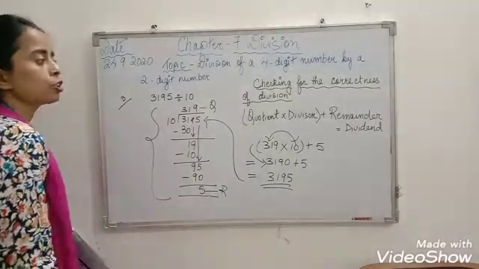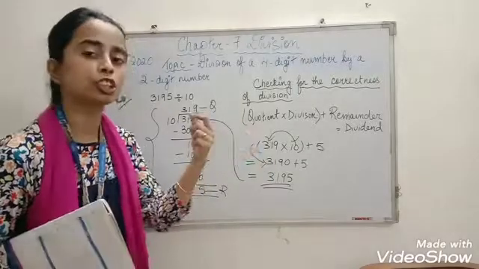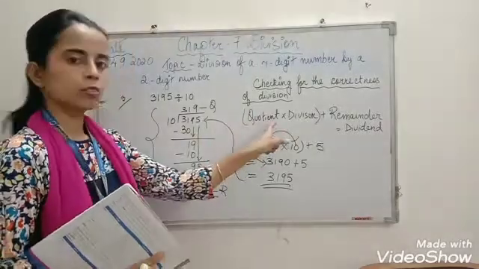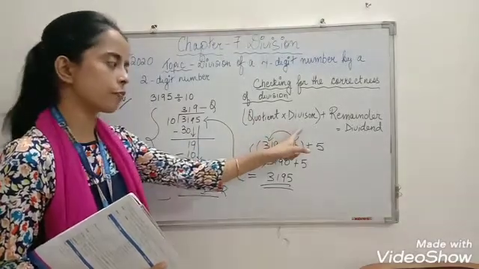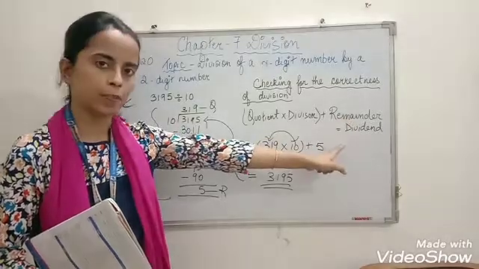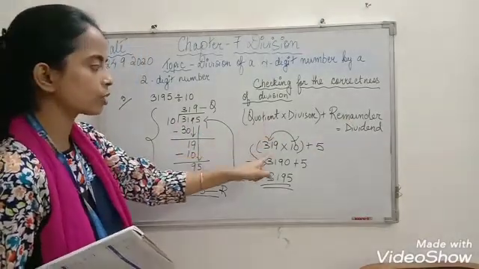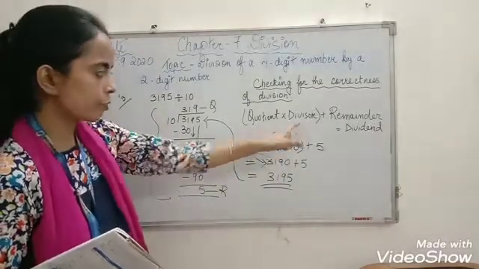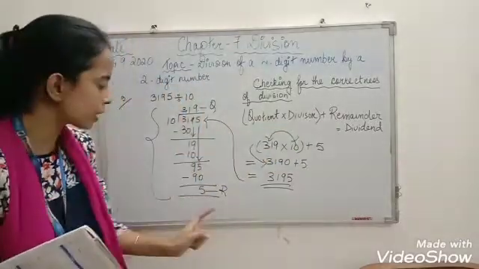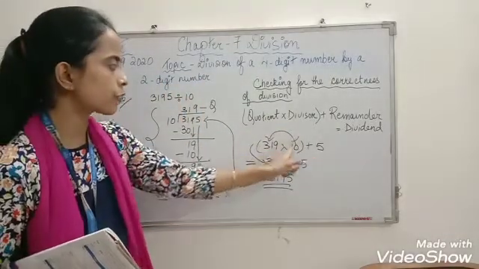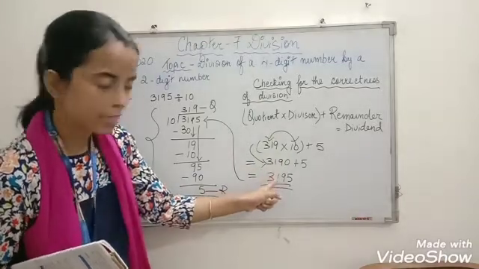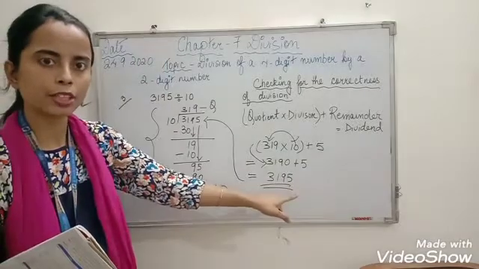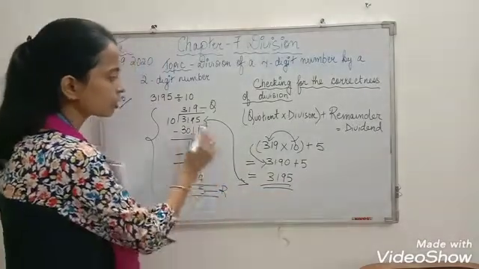Alright children, in division you can check whether your division process is correct or not by using this formula: quotient into divisor plus remainder equals dividend. In this question, our quotient is 319 and the divisor is 10. Quotient into divisor, multiplied, plus remainder. If any remainder is there, you have to add it. So quotient into divisor gives 3190, plus remainder 5. So what is our dividend? 3195. So our division is correct.